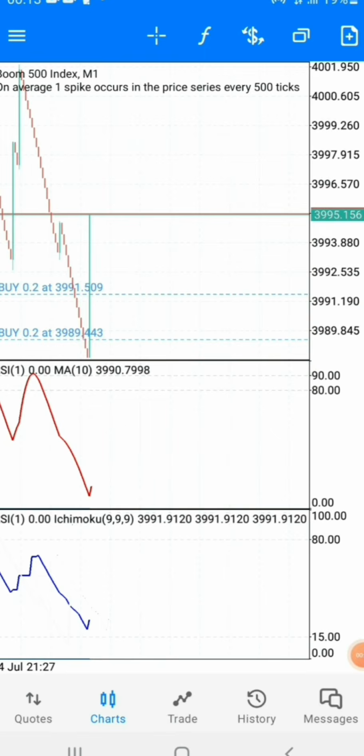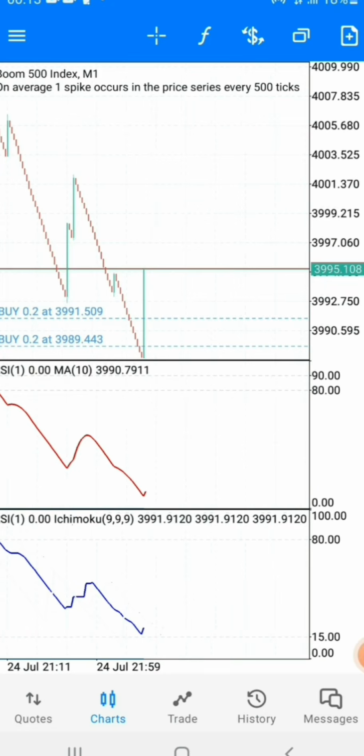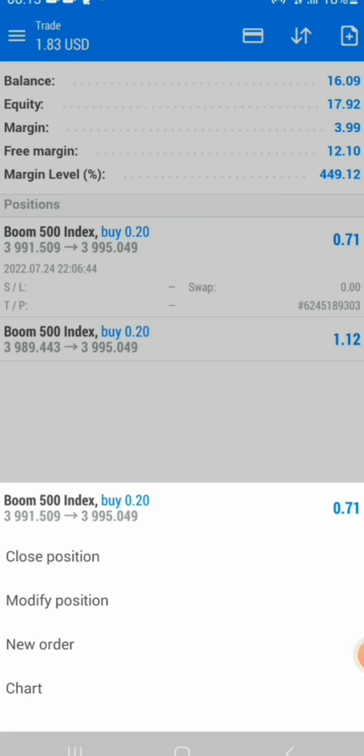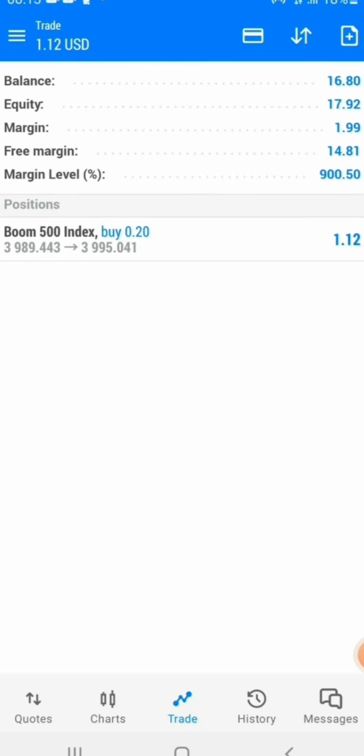So as you can see, that's another spike. That's another huge spike. This spike might keep going up. It might keep going up, but I choose to be disciplined enough and close instantly. Like that, I close my positions instantly.